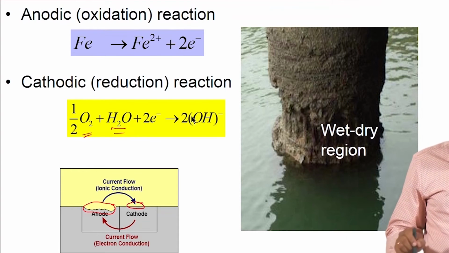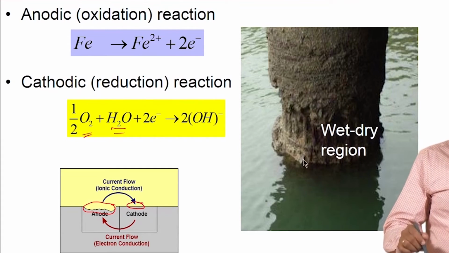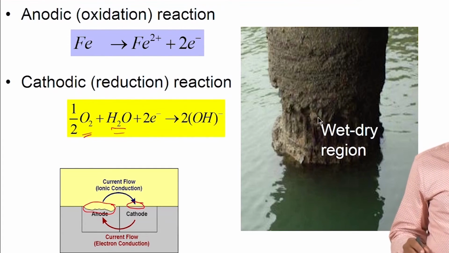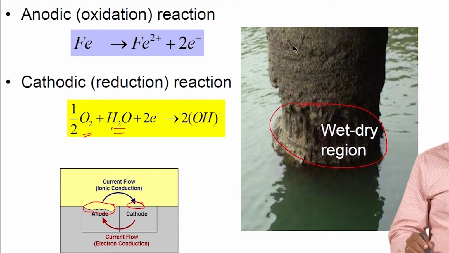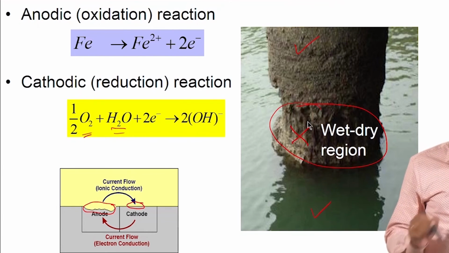Now, why I put this picture here is, you can see that this concrete pier is coming out of the water body, and here you can see a lot of corrosion or damage, whereas here there is no damage. If you go deeper into this pile, there also you will not see any damage, but here you are seeing a lot of damage.